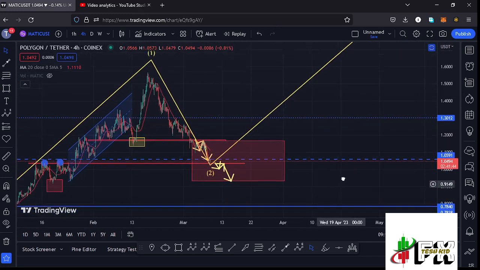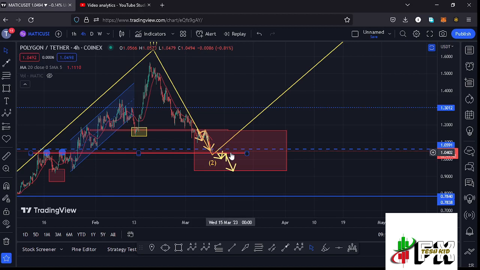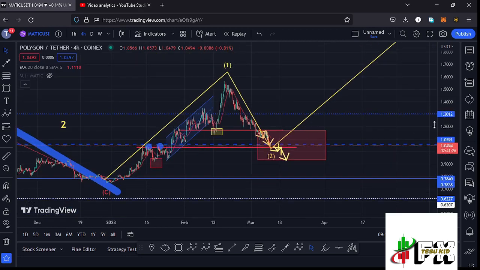So here on the Polygon Matic chart, on the breakdown targets, you need to continue watching the key area of support at around the $1.03 mark, because if we lose that key area of support, then I'll be expecting to see Polygon Matic trade below the dollar mark and maybe get us to the area at around the $0.93 mark here on the Polygon Matic chart.